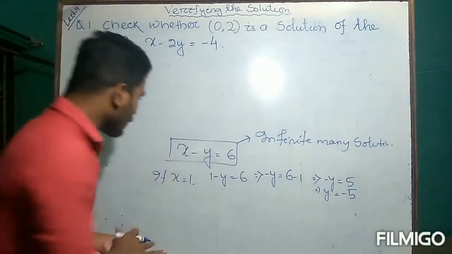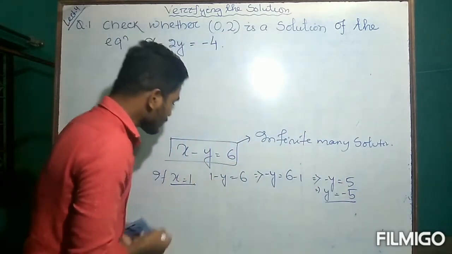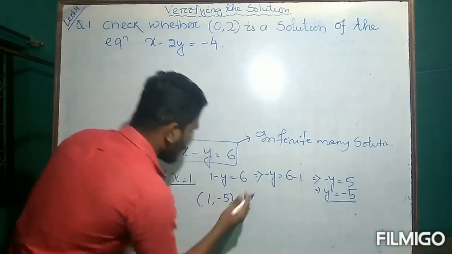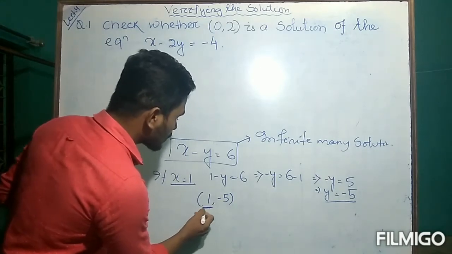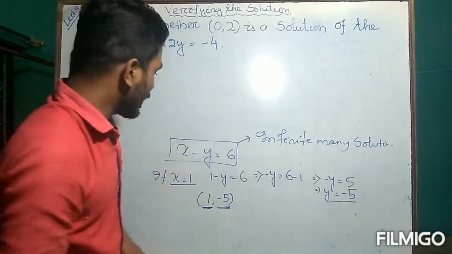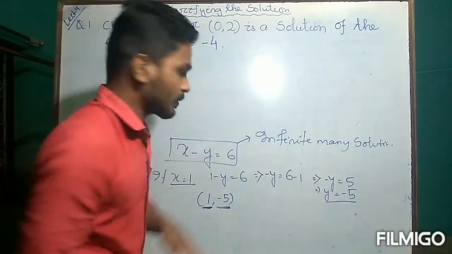So you can write y is equal to minus 5. And see, for a particular value of x, you got a particular value of y. So what is your solution? Your solution will be the ordered pair (1, minus 5). Ordered pair means this is the solution for the unknown variable x and this is the solution for the unknown variable y.